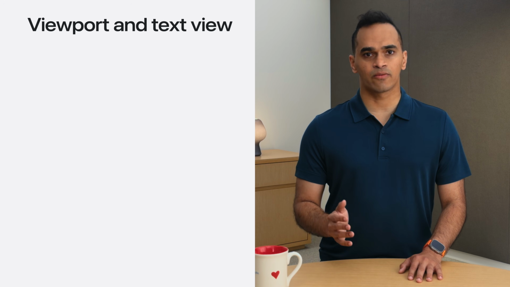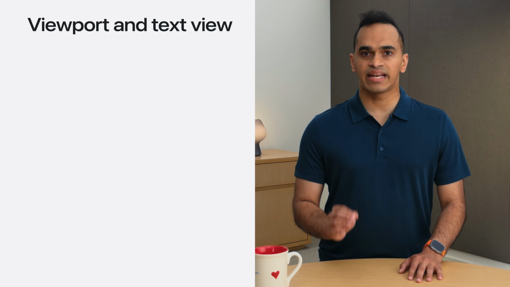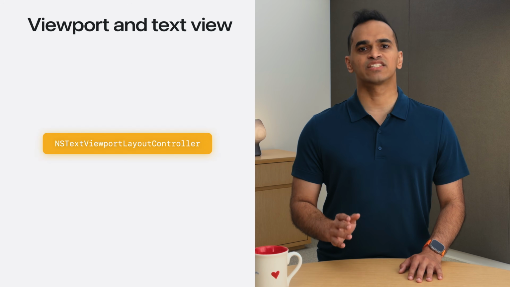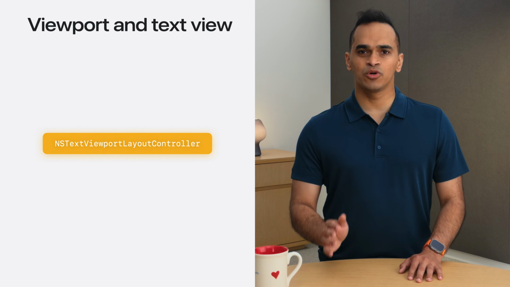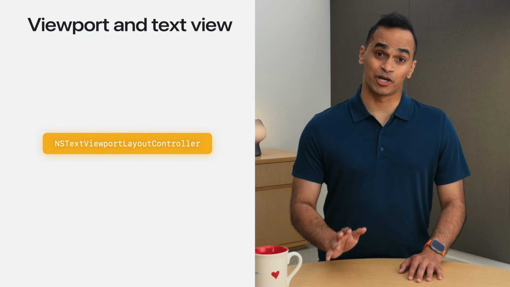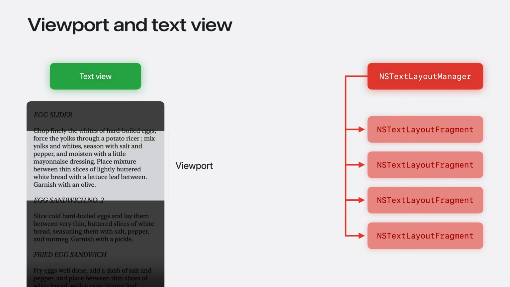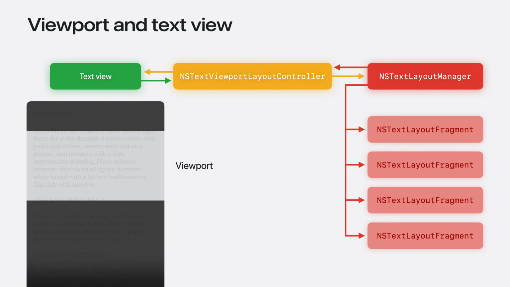To facilitate the rendering of layout fragments onto the text view, TextKit provides a dedicated class, NSTextViewportLayoutController. I'll just call it the viewport controller. The viewport controller coordinates with the text layout manager and the text view to efficiently lay out and render paragraphs of text. Let me show you how.